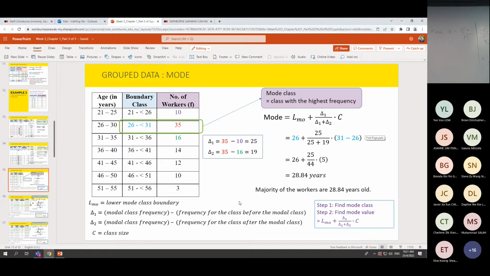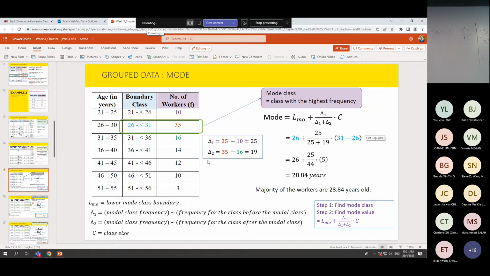Okay, I repeat. How to get the mod value if the classes are now in interval form? The first step is we need to identify the mod class. Which one is the mod class?